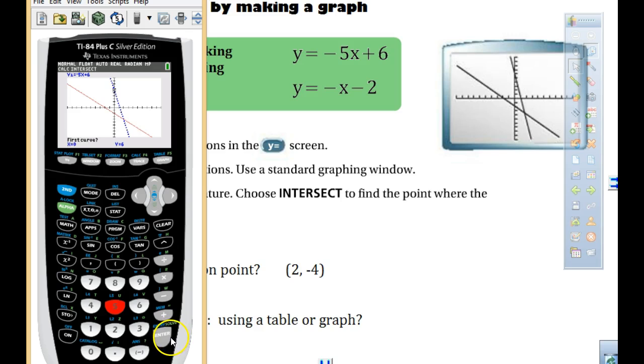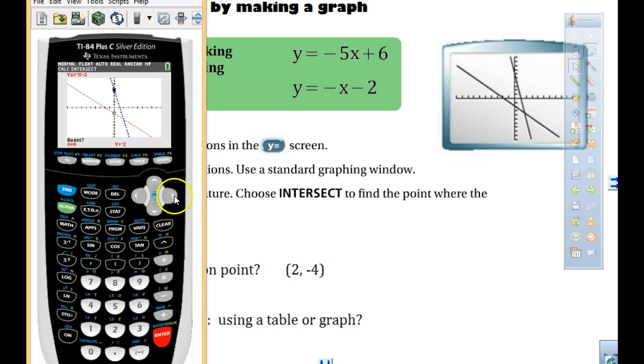Everyone at this point. It says, is this your first curve? Hit enter. It just means, is that your first line? Did you hit second and then hit trace? Now you're at intersect, choice 5. It says, is this your first line? Enter. Then it says, is this your second one? Notice it moved to the second line. Hit enter.